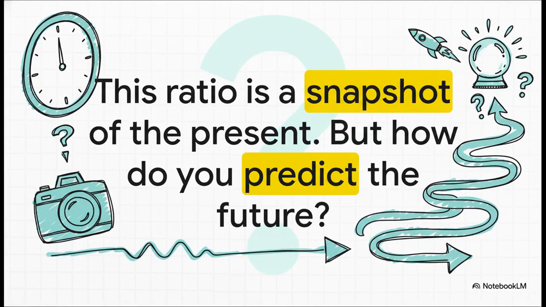So look, the current ratio gives us a fantastic look at a company's ability to survive the next year. But thinking about it also leads us to a much bigger question, doesn't it? If this ratio is a snapshot of the present, how in the world do you predict the future? Now that is a mystery for another day.